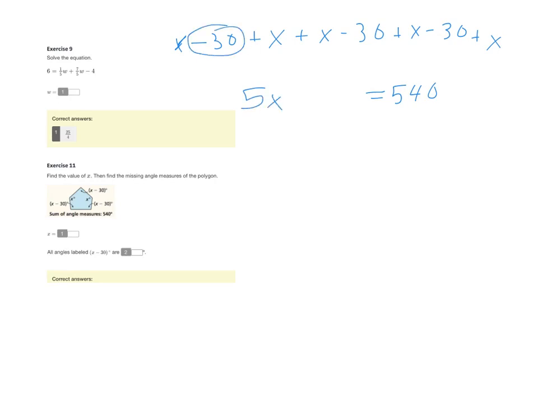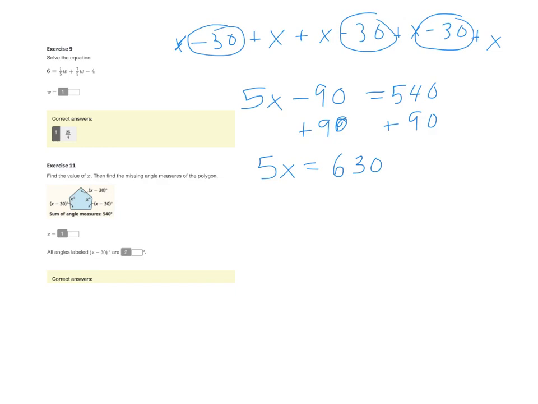And now I have negative 30, and another negative 30 is negative 60, and one more negative 30 would give me negative 90. Now I have my equation, so let's start by adding 90 to both sides. So that's going to be 5x is equal to 630. Divide both sides by 5. X is equal to 630 over 5, 126.